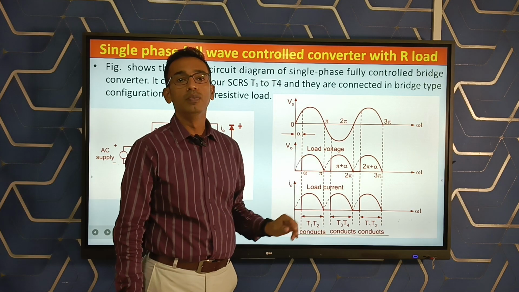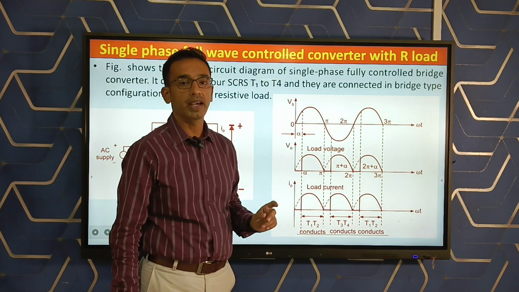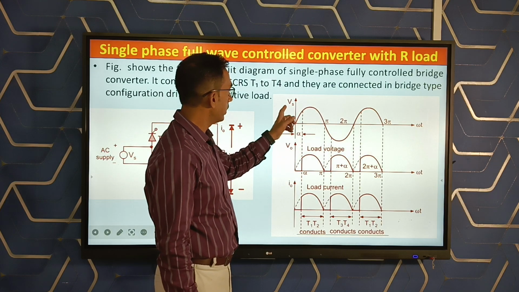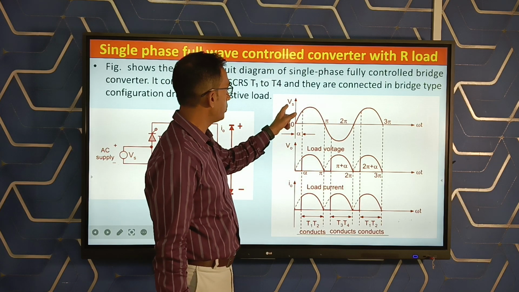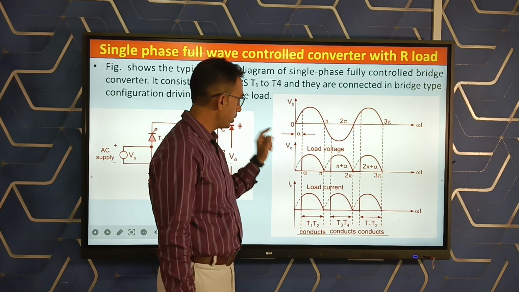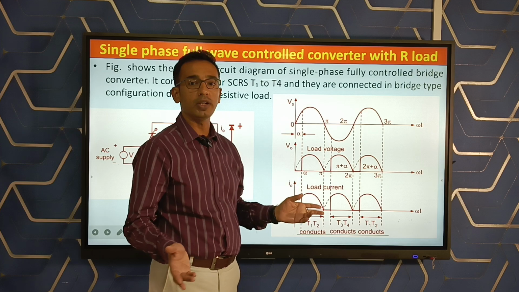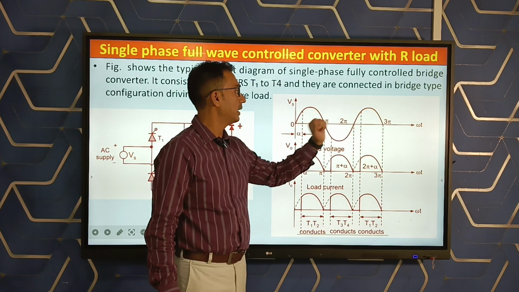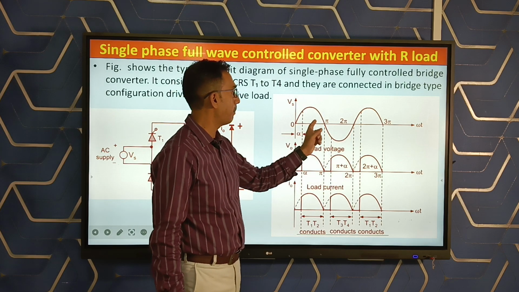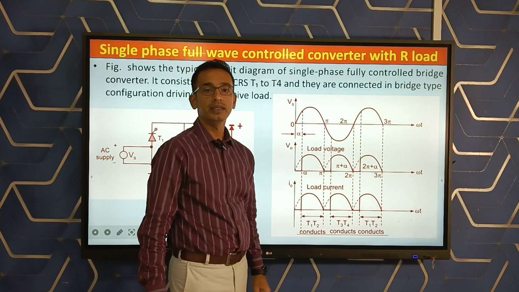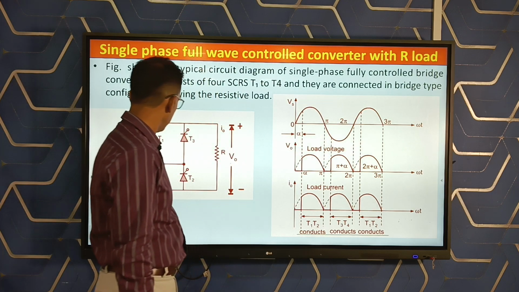So that is called a full wave rectifier. Here in the waveform diagram, you see the input voltage Vs is shown here, V0 is shown here, and I0 is shown here. Vs means it is an AC voltage, a sinusoidal waveform, shown here from 0 to pi, pi to 2 pi, up to 3 pi.